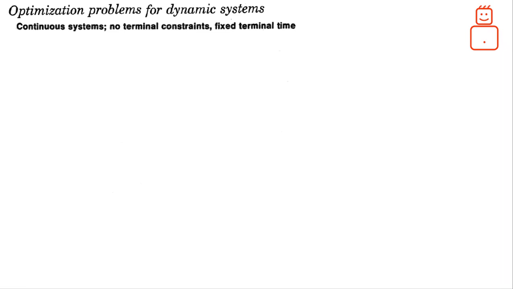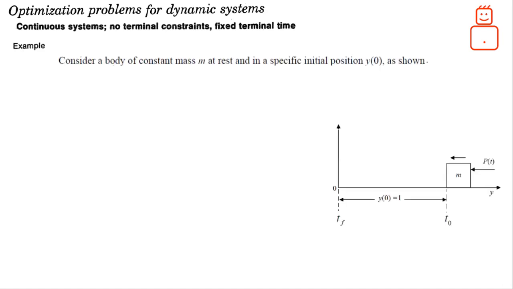As we have gone through the derivation of conditions to find optimal control functions for optimization problems that are subjected to continuous systems, we can now introduce an example to demonstrate what we have shown. Consider a body of constant mass m at rest in a specific initial position y of 0, as shown by the figure below. P of t is an unconstrained search function of the applied force.